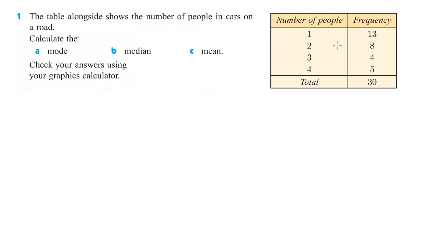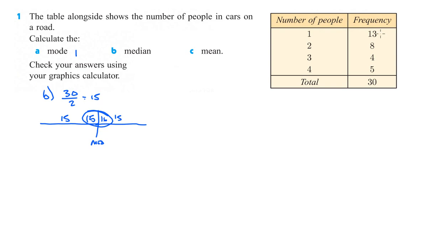So mode is the one that happens most often. That is 1 because that's got a frequency of 13. The median is going to be the middle number, so there's 30 total. So to figure out B, the median, we take 30 divided by 2, and that gives us 15. So if we were to line these all up in order, we would have 15 numbers below, and we'd have 15 numbers above, and right here is the median. So that means 15th right here, and then the 16th is going to be the first one there. So we want to find the average of the 15th and the 16th number here.